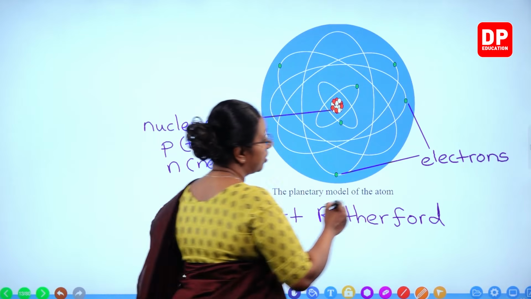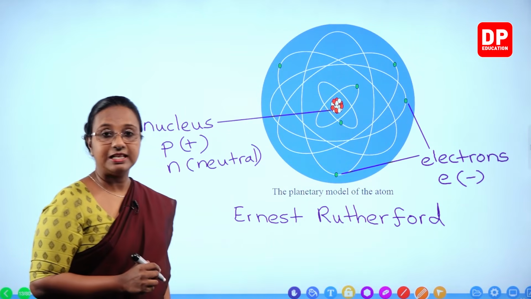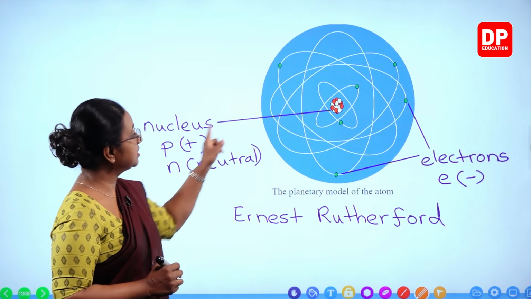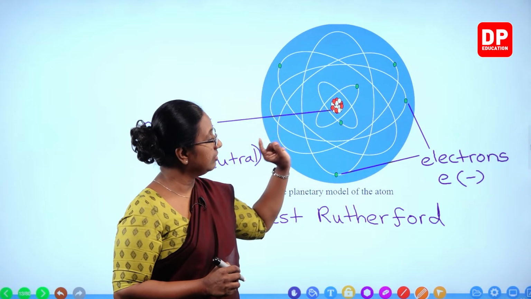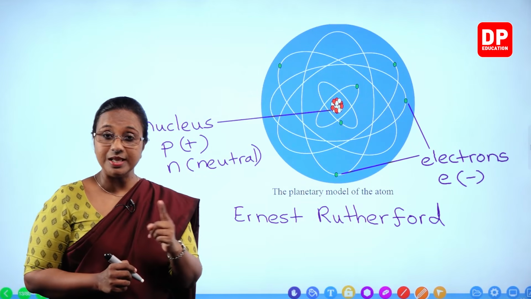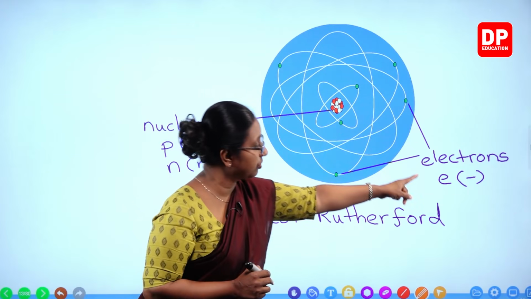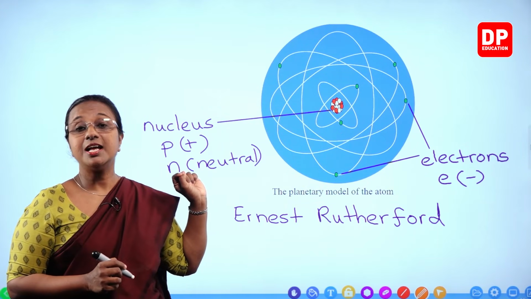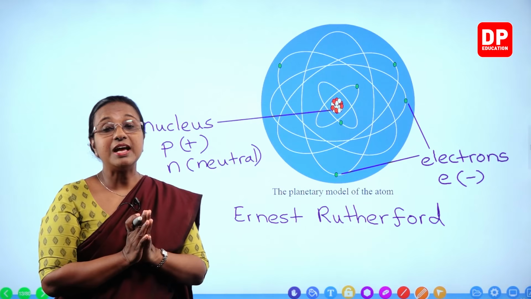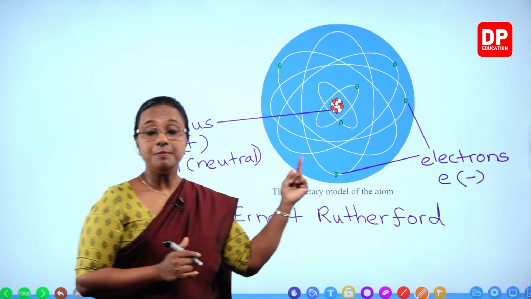Now these electrons are negatively charged. So positively charged protons are there in the nucleus. Electrons which are negatively charged are moving around in orbits. And there is attraction between the positively charged protons and the negatively charged electrons. Because of that attraction only, these electrons remain in their path.